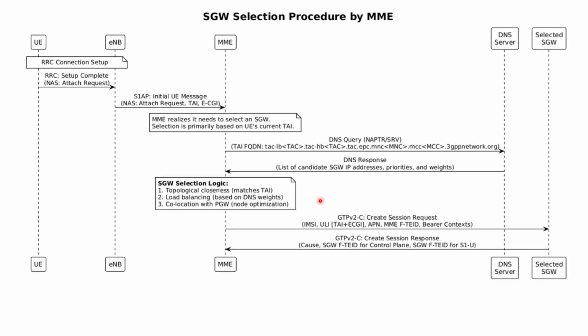From this slide we can see that S gateway selection is a DNS-driven process, and by manipulating DNS weights and TAI mapping, we can dynamically manage core network load without ever touching the MME configuration.